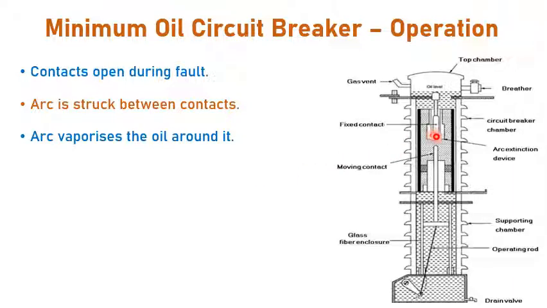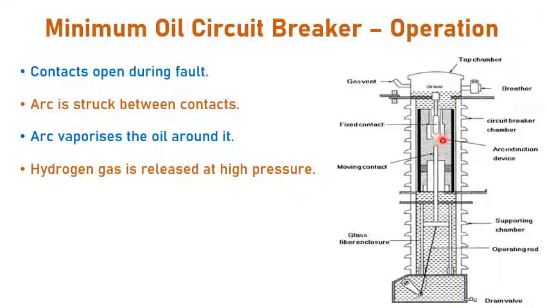Now this arc will be of high temperature, and that arc will vaporize the oil surrounding it. So the oil that is present in this area will be vaporized, and hydrogen gas will be produced at high pressure. So the oil is converted into hydrogen gas at high pressure. Now because the new gases are introduced, they will try to move from this point to the other, and hence turbulence of oil is created. That is, the oil starts to move in a circular pattern.